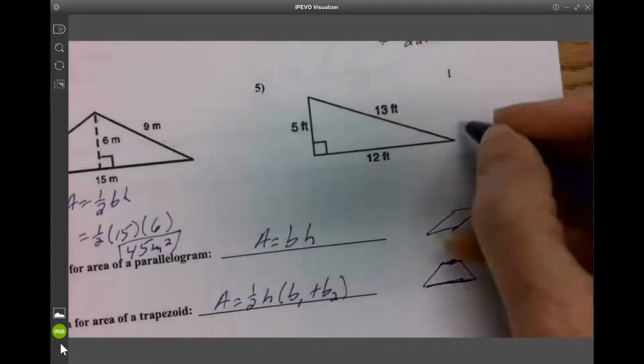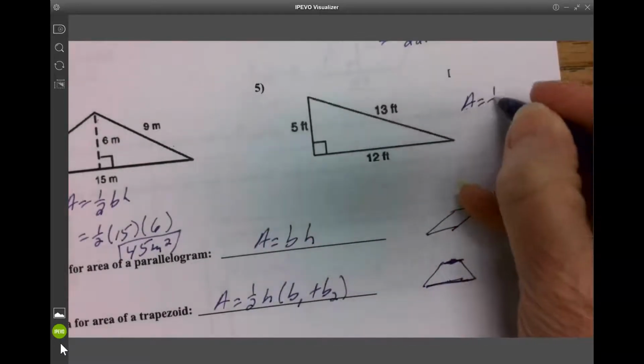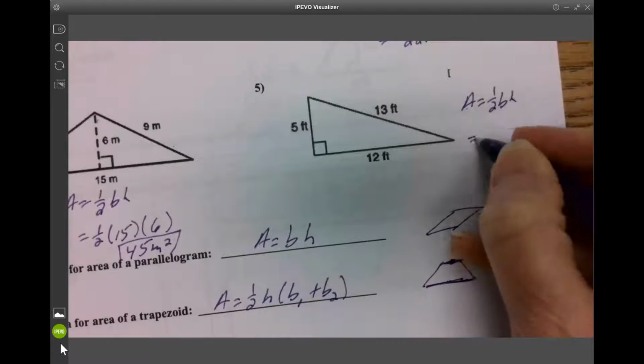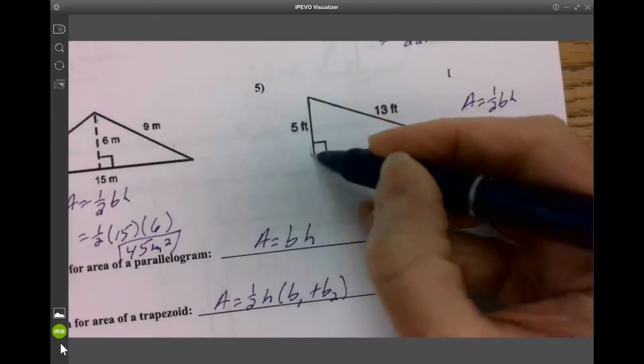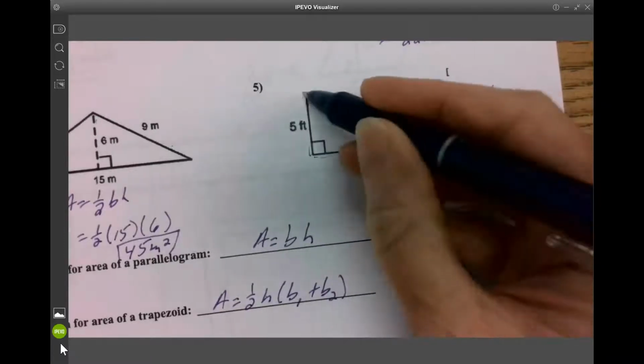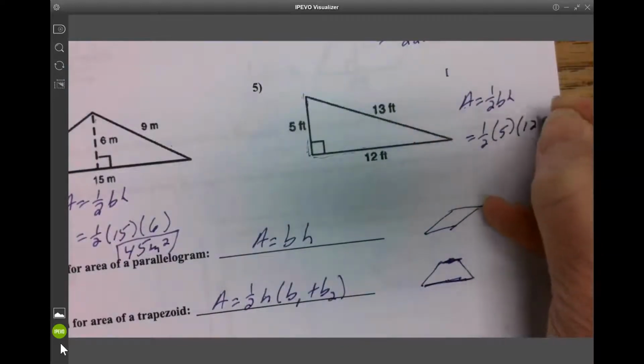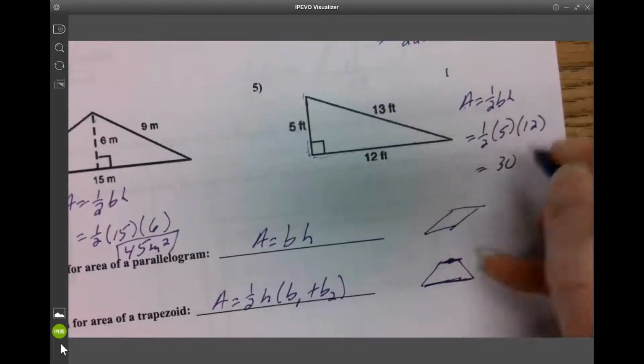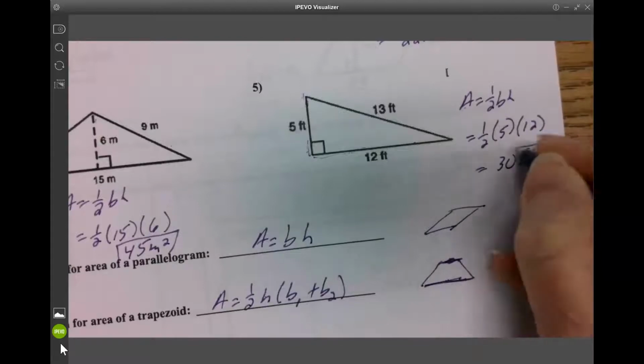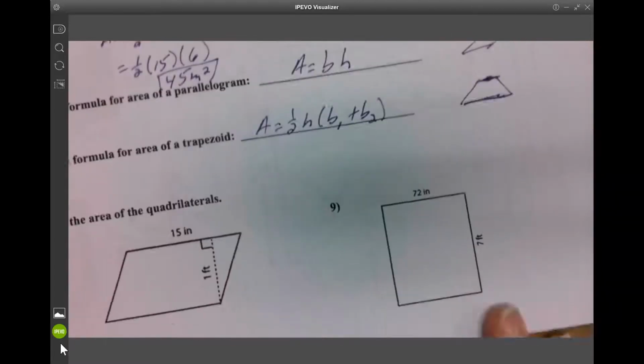Number 5, area equals 1/2 base times height. So see how these are perpendicular to each other. One of them is the base and one of them is the height, and it doesn't matter which one's which. Feet squared. Always box your answer, it makes it easier.